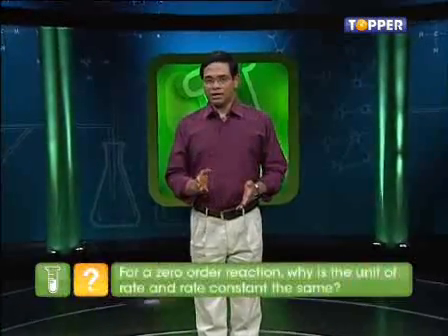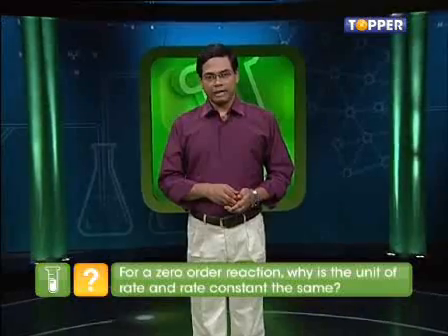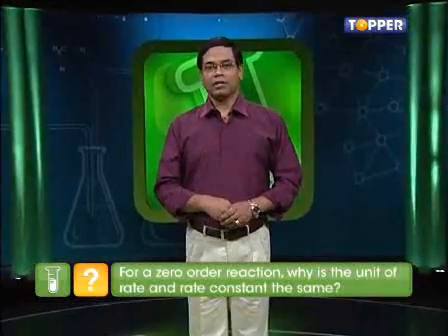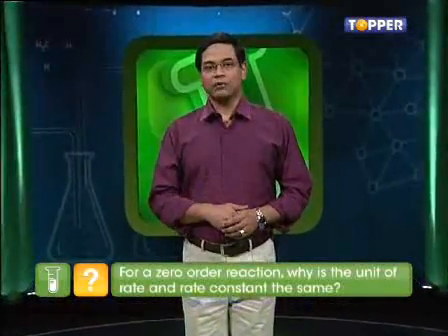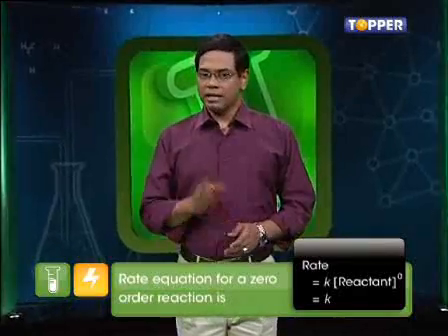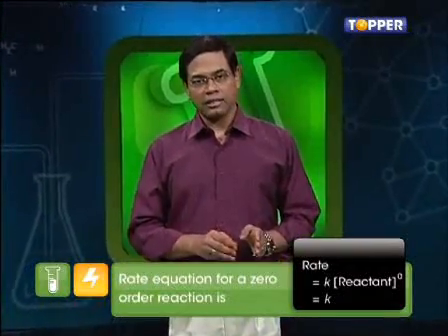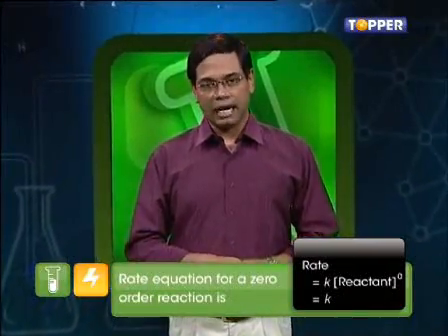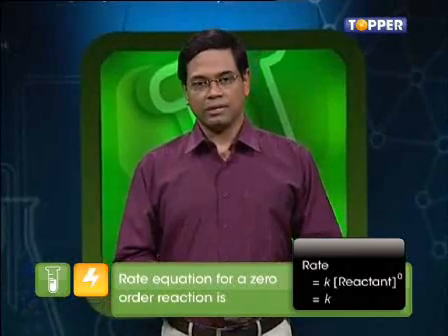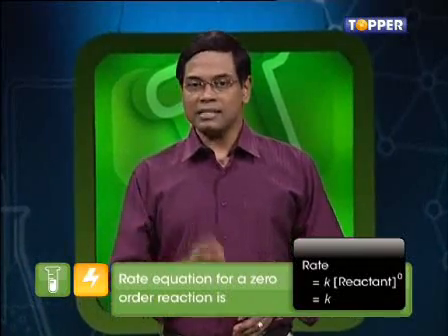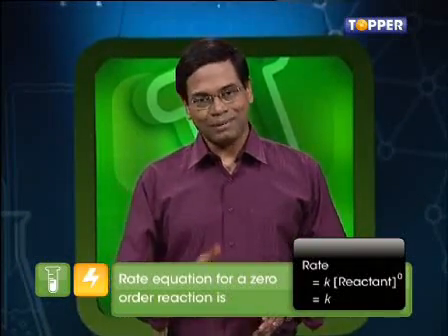Welcome back. Before the break I had asked, for a zero order reaction, why is the unit of rate and rate constant the same? To answer this, recall the rate equation for a zero order reaction. Rate is equal to rate constant multiplied by concentration of reactant raised to the power 0. This implies that rate is equal to rate constant. Simple, isn't it? Now, when you look at a chemical reaction, what kind of information do you get from it?